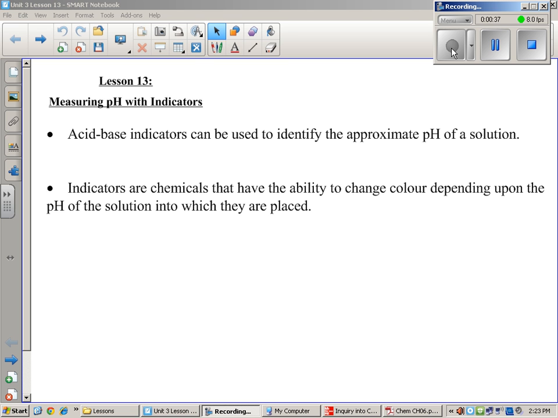And finally, another way we can do that is through indicators. Indicators are probably the most generic type. However, you'll talk a little bit about indicators next year as well and how they're made. They're quite complex compounds, I guess you could say. And basically, they help you narrow down the pH range.